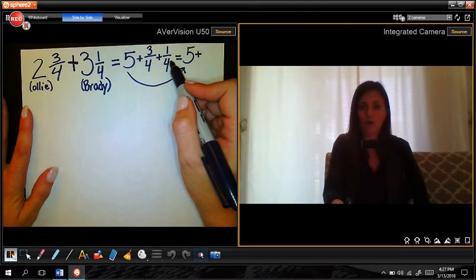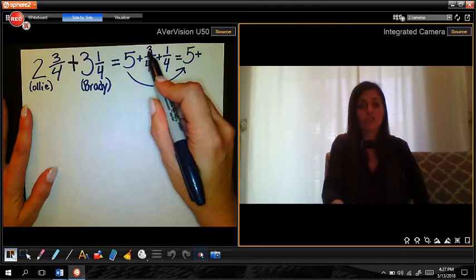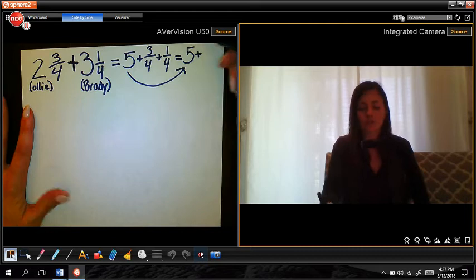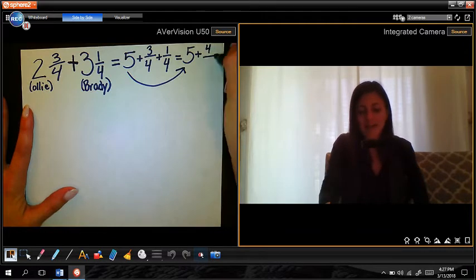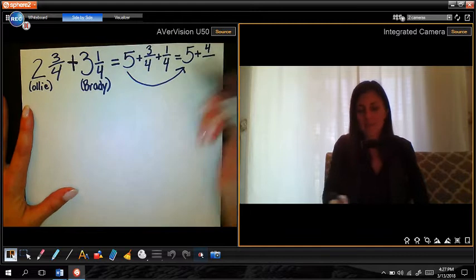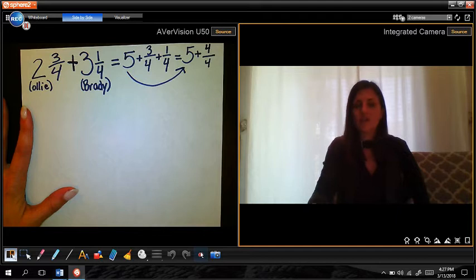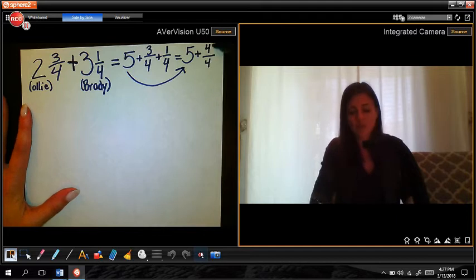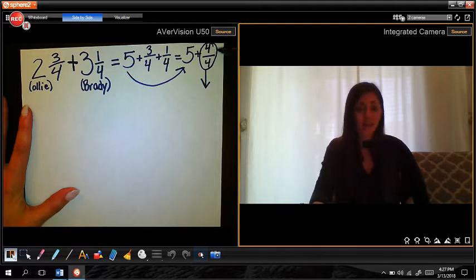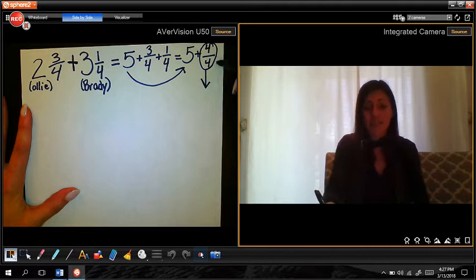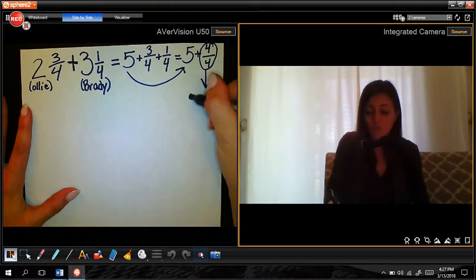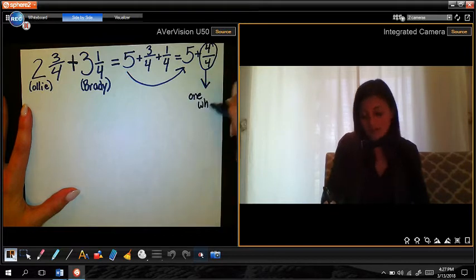But before we write it down, we want to add these two fractions together. 3/4 plus 1/4. We know we're just going to add the top parts. So 3 plus 1 gives me a 4 in my numerator. And then I carry over the existing denominator, which is 4. So that gives us 5 4/4. But what do we know about 4/4? That any fraction that has the same numerator and denominator is equal to 1 whole.